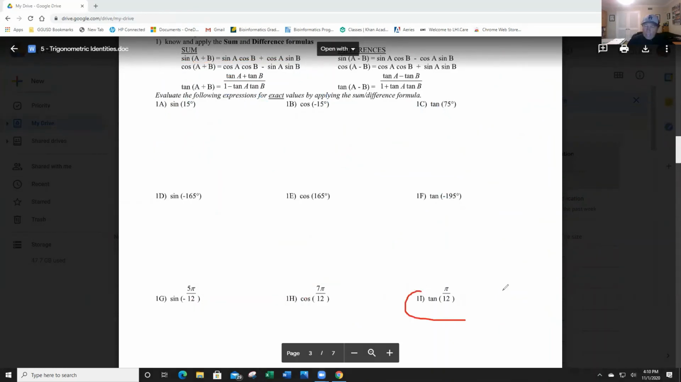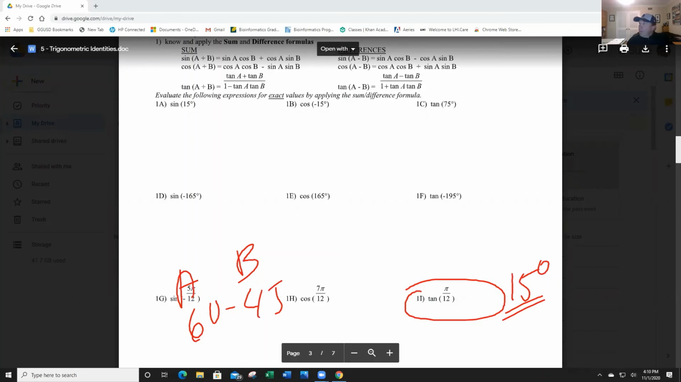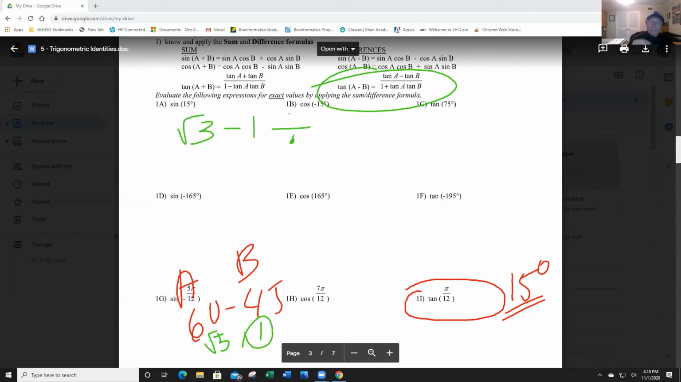Do 1I, tangent of pi over 12, which is 15 degrees, and that's going to be a 60 minus 45. This is A, this is B. And by the way, you probably already know these. The tangent of 60 is radical 3. The tangent of 45 is 1. And we're going to be using the difference formula, which is right there. So tangent of A, radical 3, minus the tangent of B, which is 1, divided by 1 plus the tangent of A, which is radical 3, times the tangent of B, which is 1.